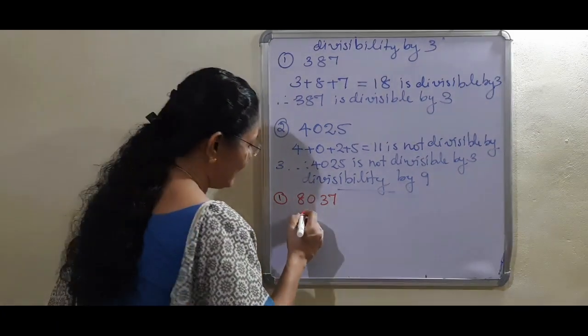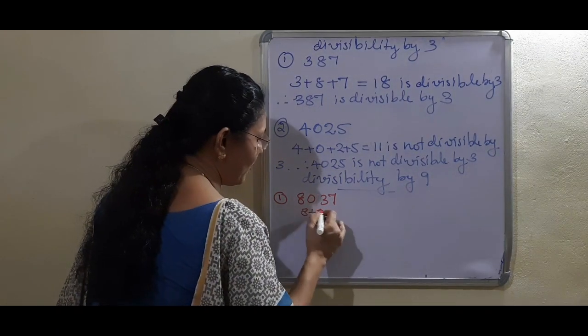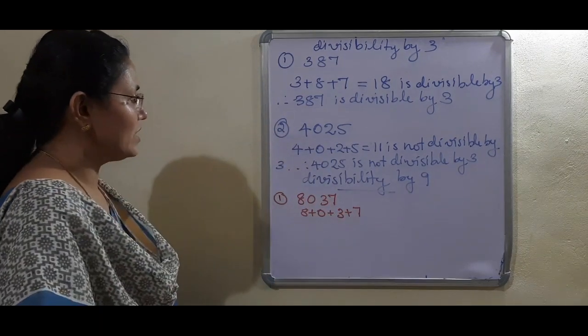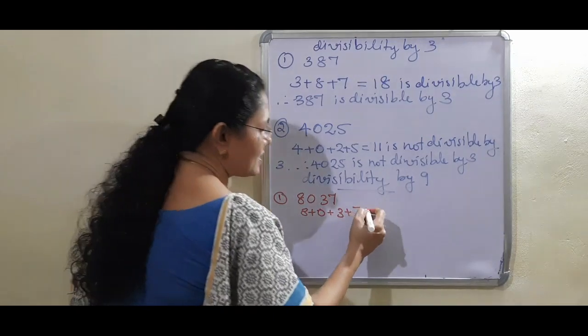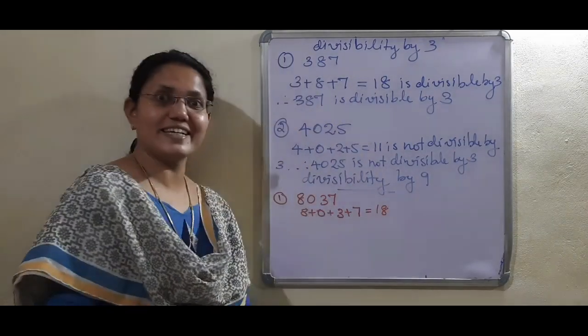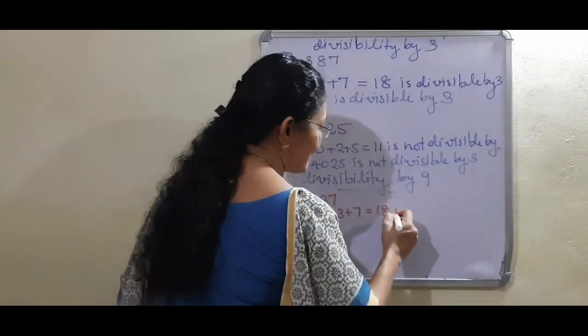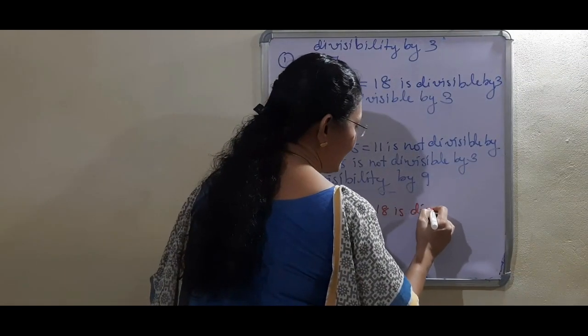We can add it here. 8 plus 0 plus 3 plus 7. 8 plus 3 is, what is 8 plus 3? 11. 11 plus 7, 18. 18 is a multiple of 9, therefore it is divisible by 9.